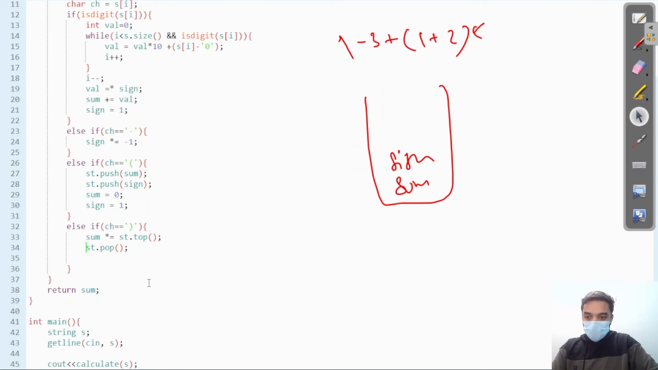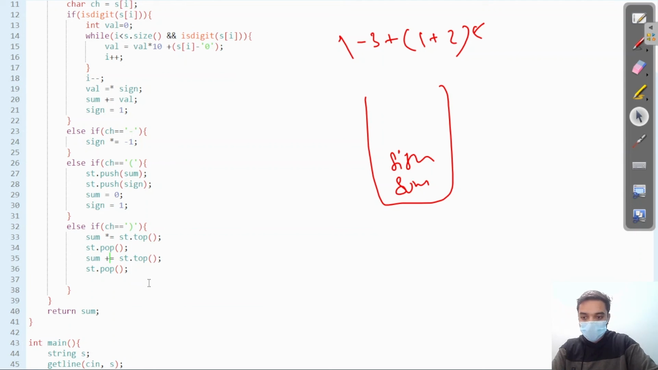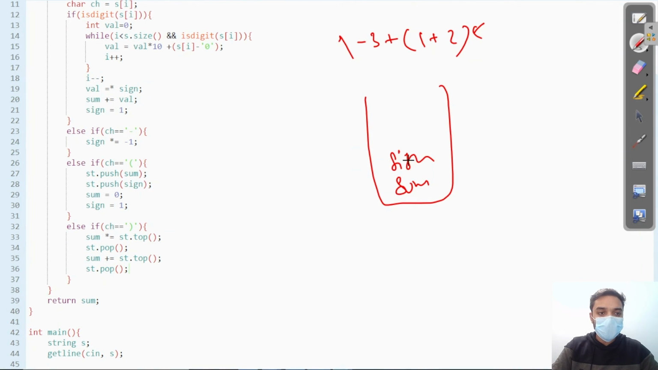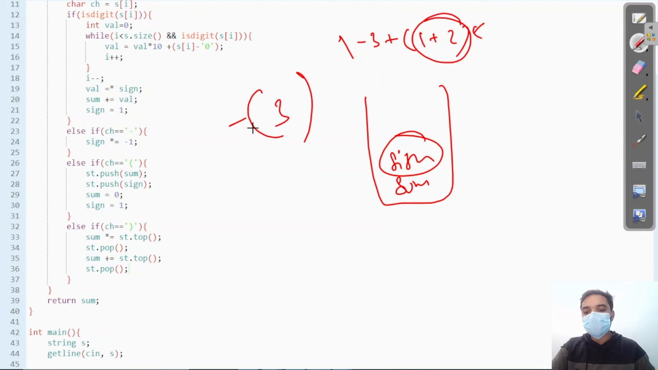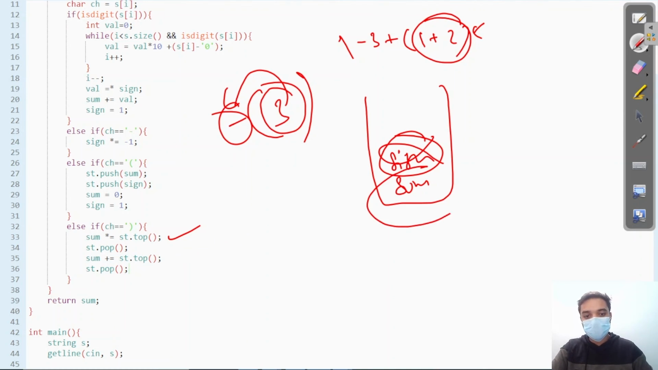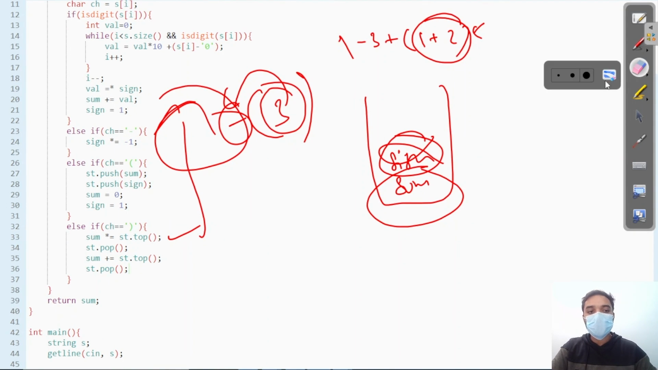Yeah, so we have to do the same thing here again. So I have to add, then I have popped it out. Okay, why have I done this? Because there was some sign. So I multiplied this sum with the sign. Let's say it was like 3, and this was in brackets. So I stored this sign in the stack, and I calculated this sum. So I have to first multiply this with the sign, and after this I have to pop this sign out. Then there was some sum previously, so I have to add this sum. Okay, that's why I did this.